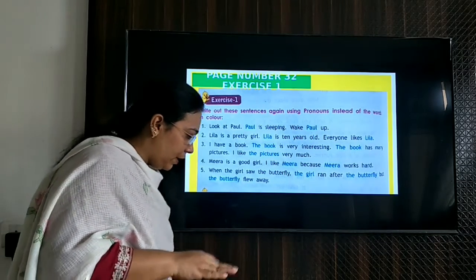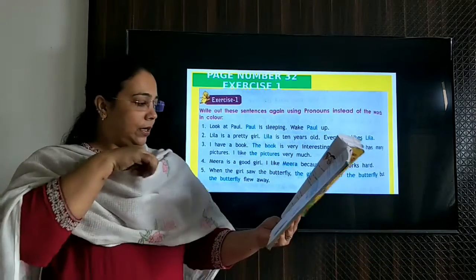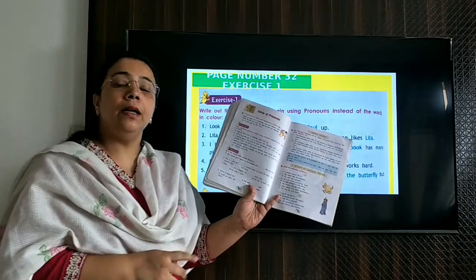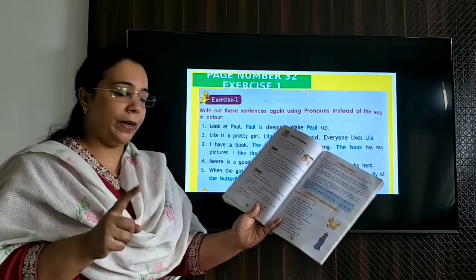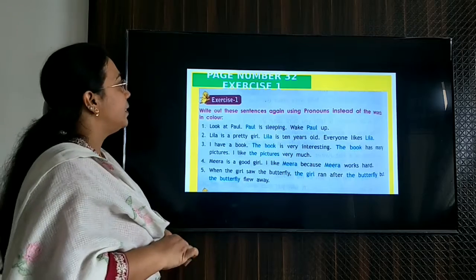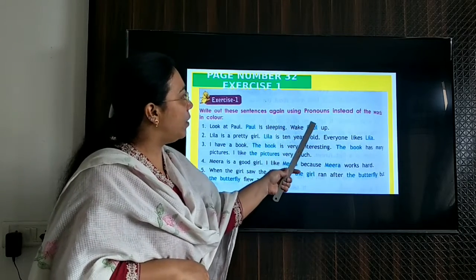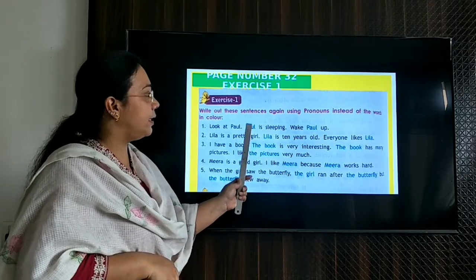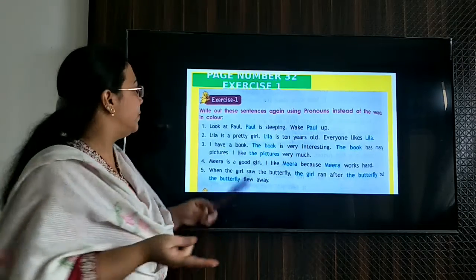So now we have learned about pronouns and we have learned about personal pronouns. Now let's do some exercise. Please take out your grammar textbook, page number 32. Get ready with your pencil and eraser. Page number 32. Ready? So let's start. Write out these sentences again using pronouns instead of the words in colored. See, the colored words, these are what? Nouns. We have to change it into pronouns.